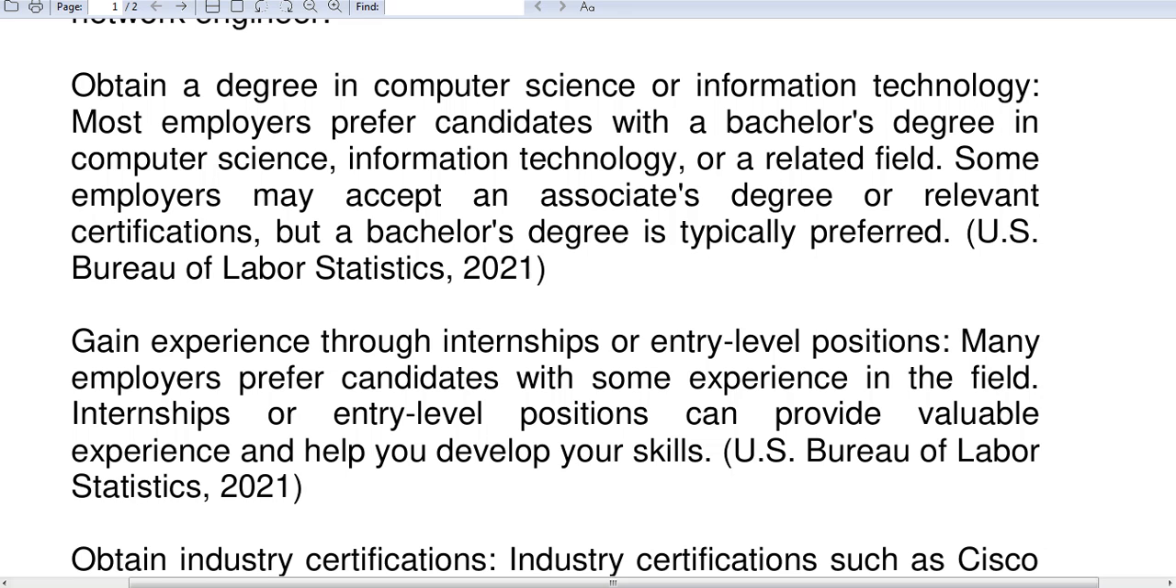According to the U.S. Bureau of Labor Statistics 2021, gain experience through internships or entry-level positions. Many employers prefer candidates with some experience in the field. Internships or entry-level positions can provide valuable experience and help you develop your skills, according to the U.S. Bureau of Labor Statistics 2021.